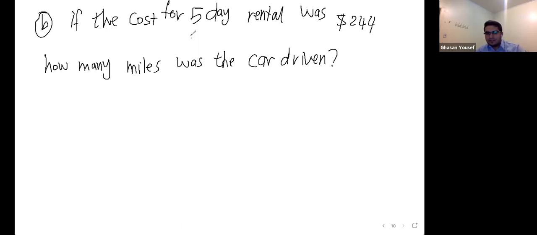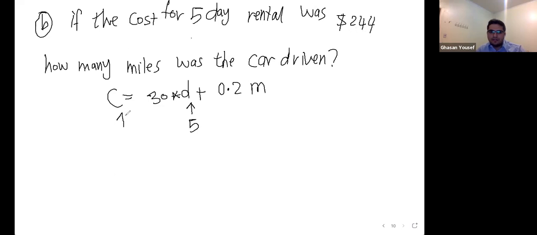So in this question, before I have the model, C equals 30 times D plus 0.2 times the mileage N. Okay. So now they give me 5 days here, and also they give me the cost, which is 244. They ask me for the mileage here. So we substitute and we solve it.